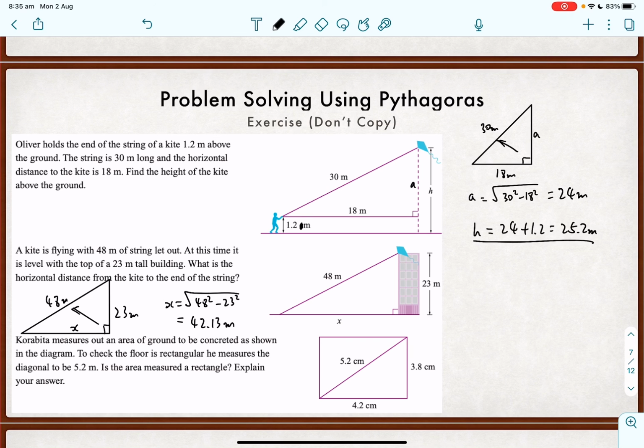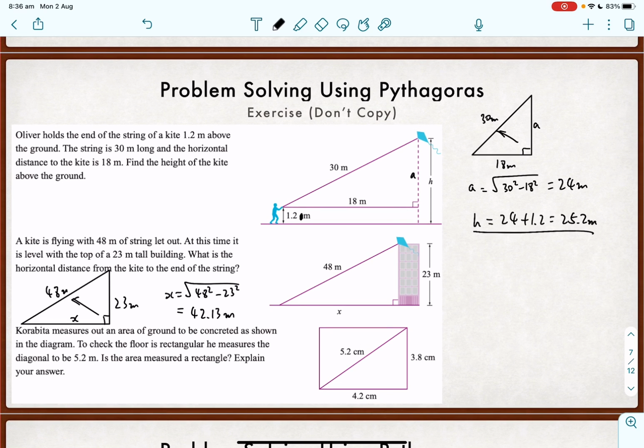Too easy. Now, the area of ground concrete is a circular diagram to the full rectangle. Measure the diagonal, that is the area. Is it a rectangle? Explain your answer. Okay, this one is a little bit tricky, isn't it? Because we have the three sides, but we are asking whether it's a rectangle. Well, how do we define a rectangle?